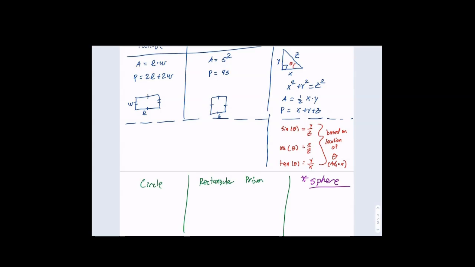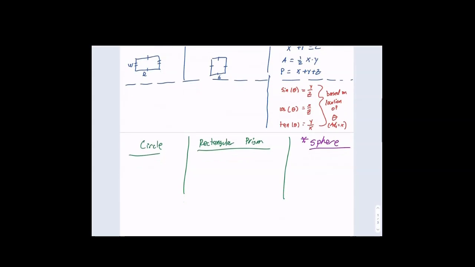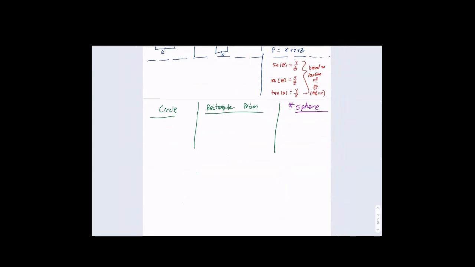Now, I'm putting sphere as a different color because I'll note that in a little bit. Typically, these formulas are sometimes given for a sphere. Traditionally, on the question, it'll show that formula.